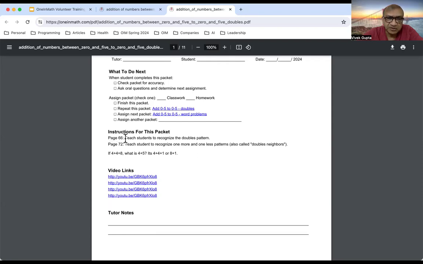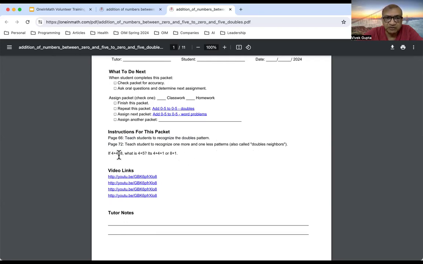And here sometimes, they will give instructions of what to do for this particular packet. It says teach students to recognize the doubles pattern. If 4 plus 4 is 8, and teach students to recognize one more and one less patterns, right? So that's basically the doubles neighbors. So that's what it's trying to show you.